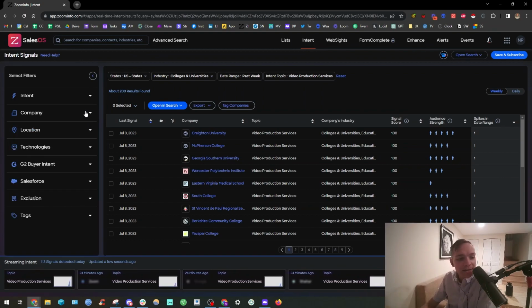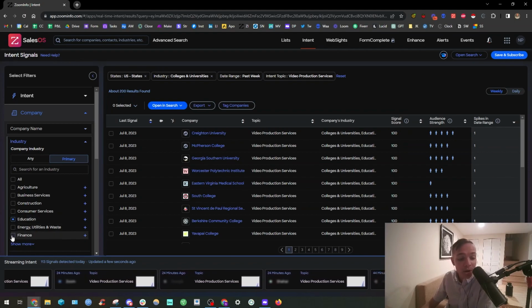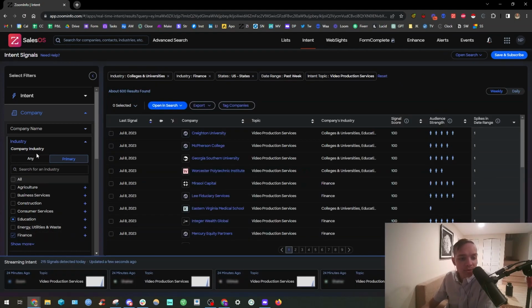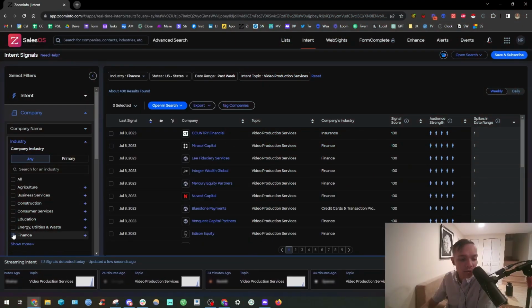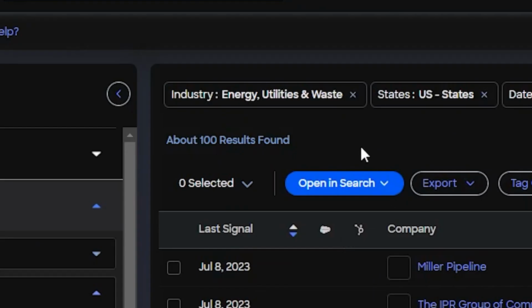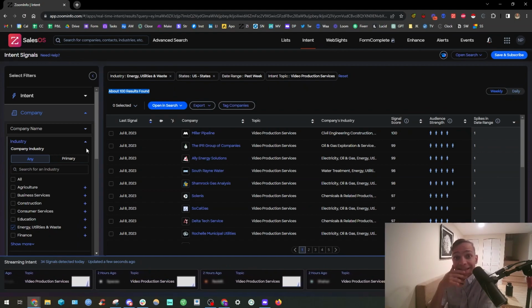And then you could get as granular as you want here. So let's say we want to do education, but let's say we also want to do finance. So that boosts it up to, let me get rid of education. So let's do finance. So finance, we got 400 results for this. Let's say we want to do energy. In the last week, we have 100 results for companies in the United States that are looking at video production services in the industry sector.